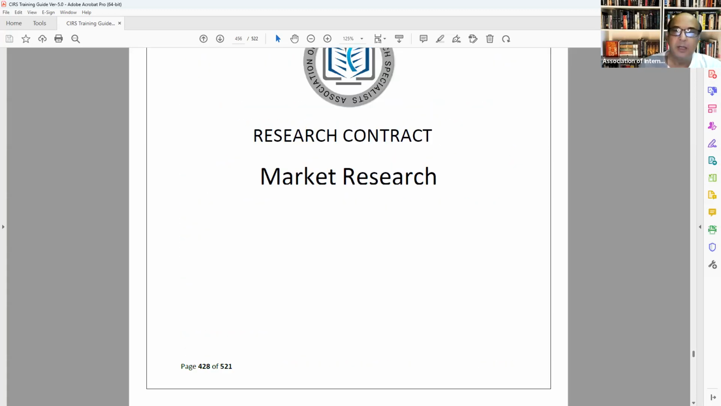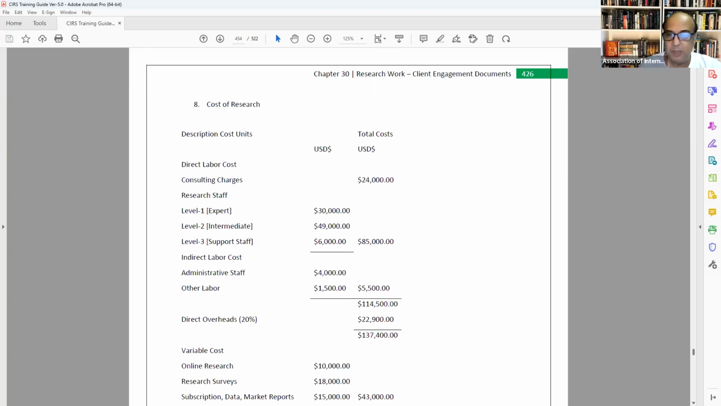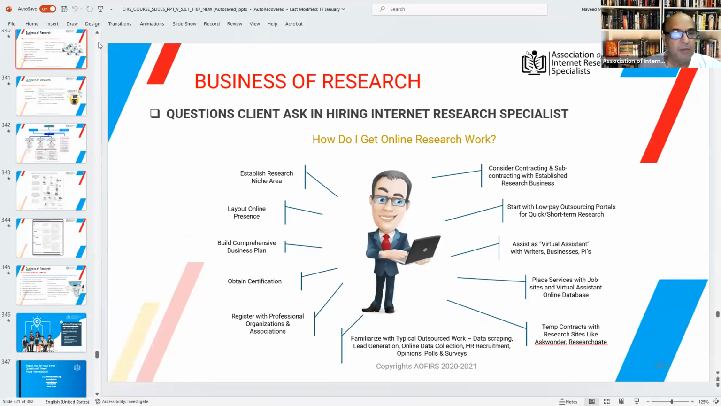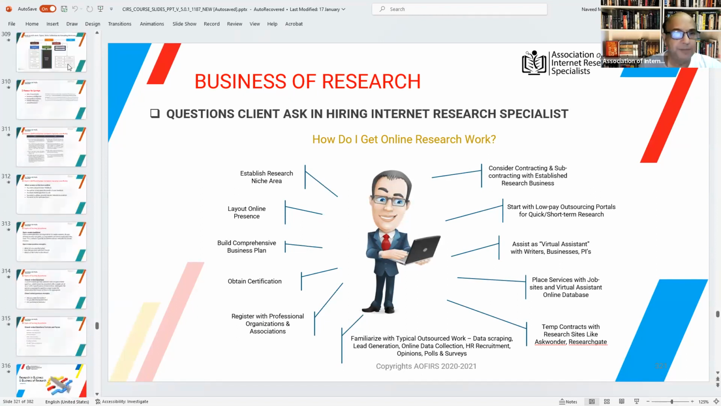Now I will go back and we will continue with where we left off on the slides that we were doing, because this part we covered is from module 3.